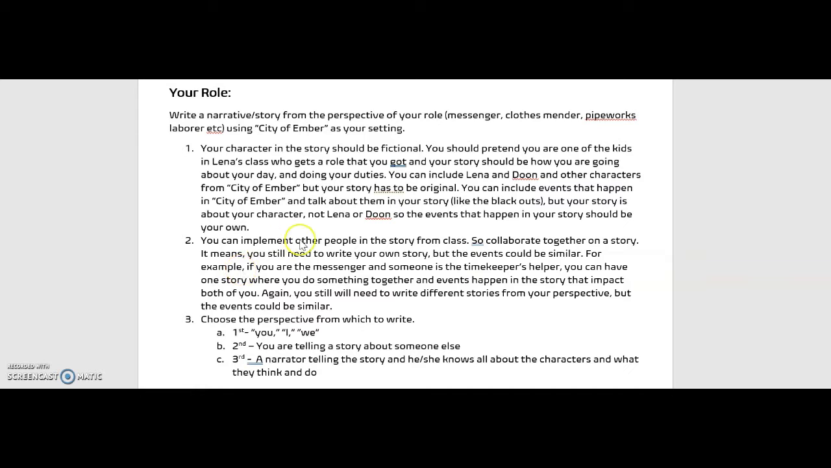Second thing to remember is you can implement other people in the story from class. So for example, you can collaborate together. It means you still need to write your own story, but the events could be similar. So for example, if you're a messenger and someone is a timekeeper's helper, you can have one story where you just move together, something big happens, and both of you are involved. But you will need to write your own different stories from your perspective, but events could be similar. So you can start talking to somebody in your class and you can collaborate on a story and come up with a plot.